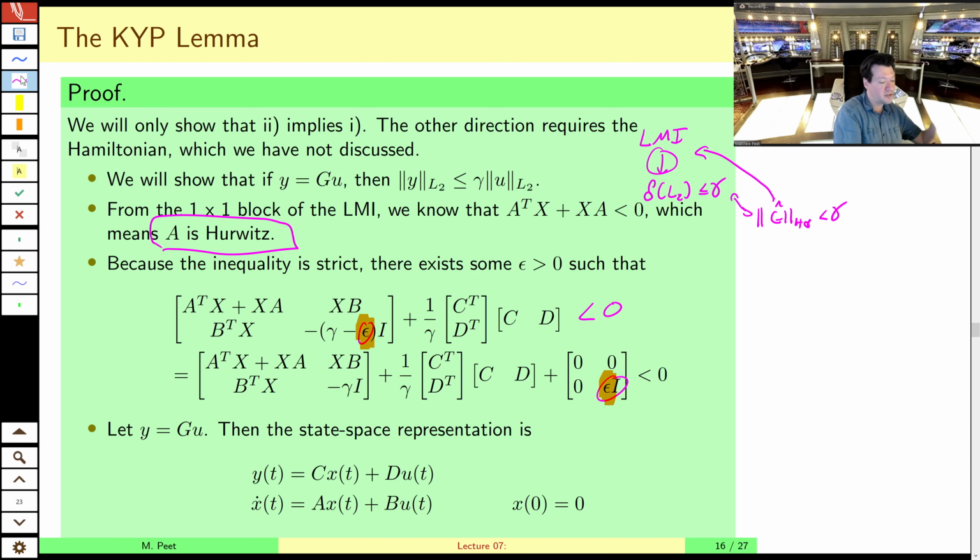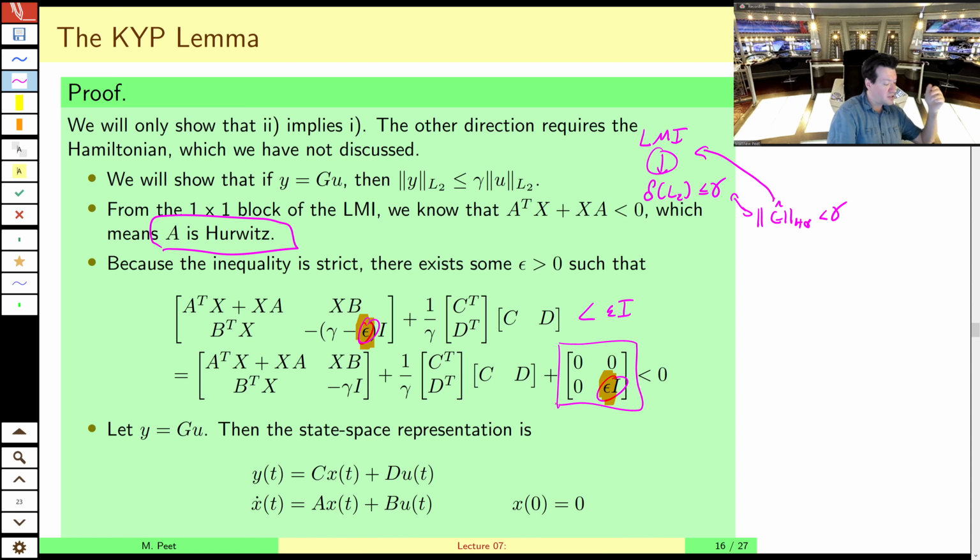Because the inequality is strict, there exists some epsilon such that this is less than epsilon I, and we move the epsilon I into the inequality. We put it right there, so it shows up there. We pull it out again, and it shows up right there.